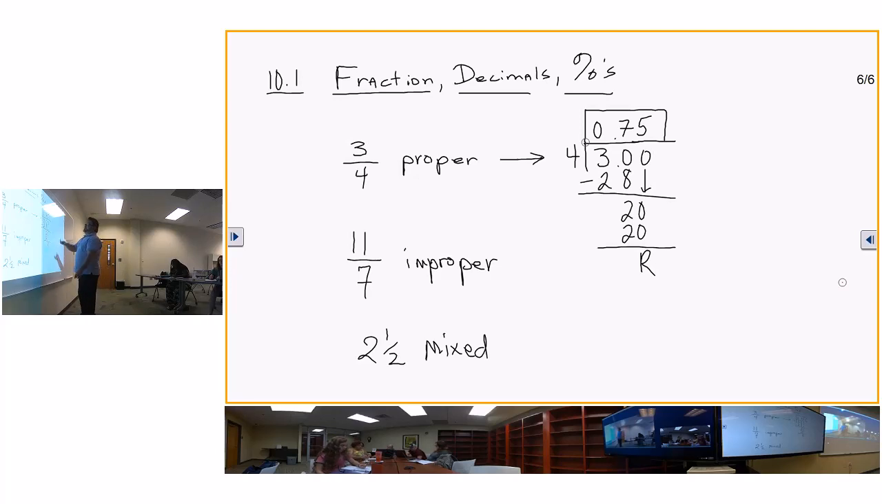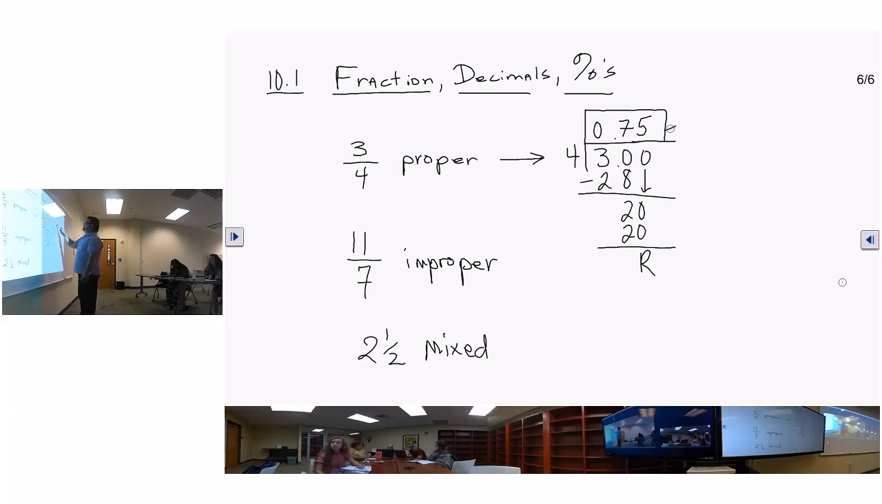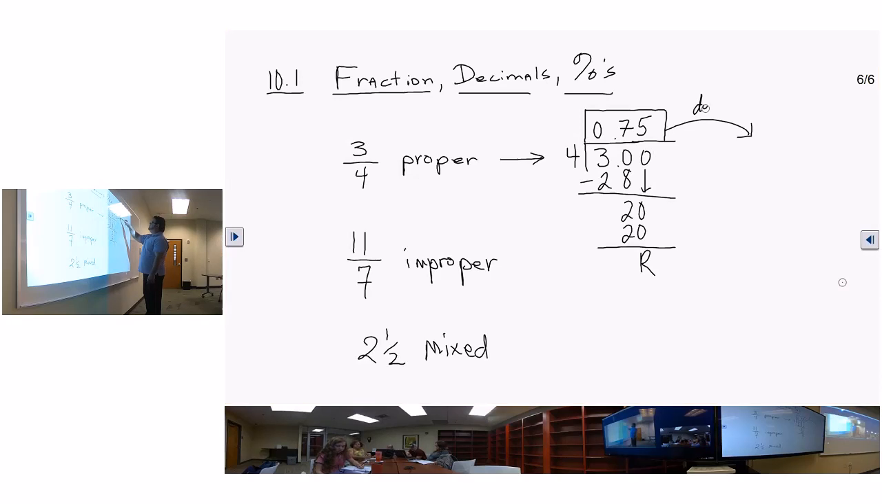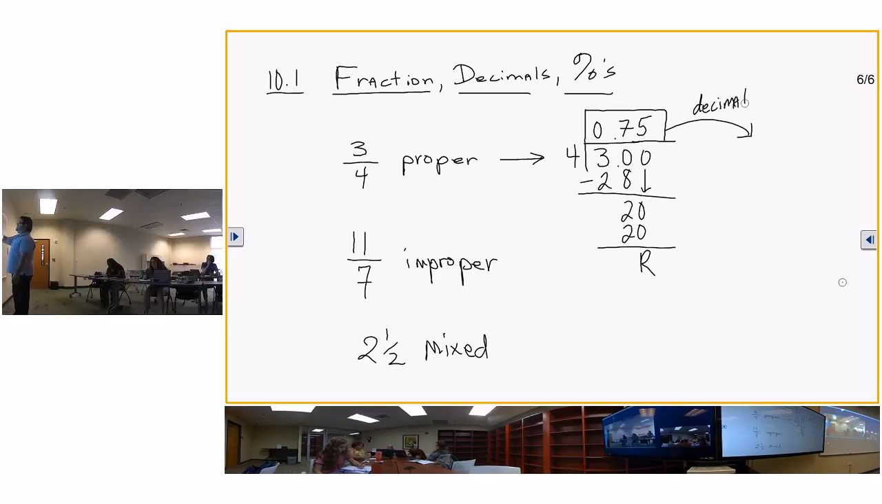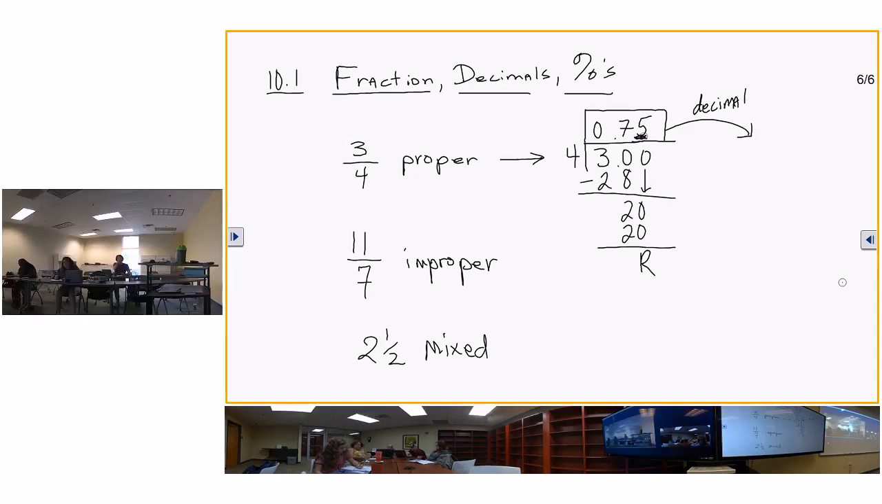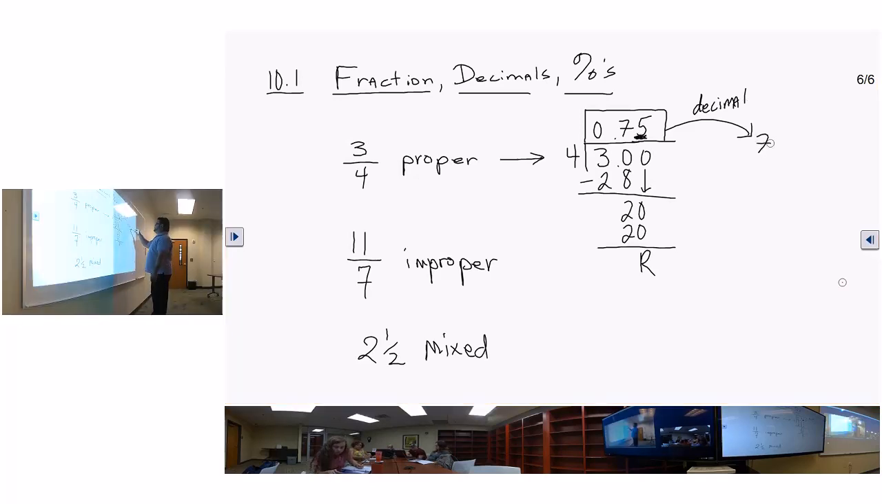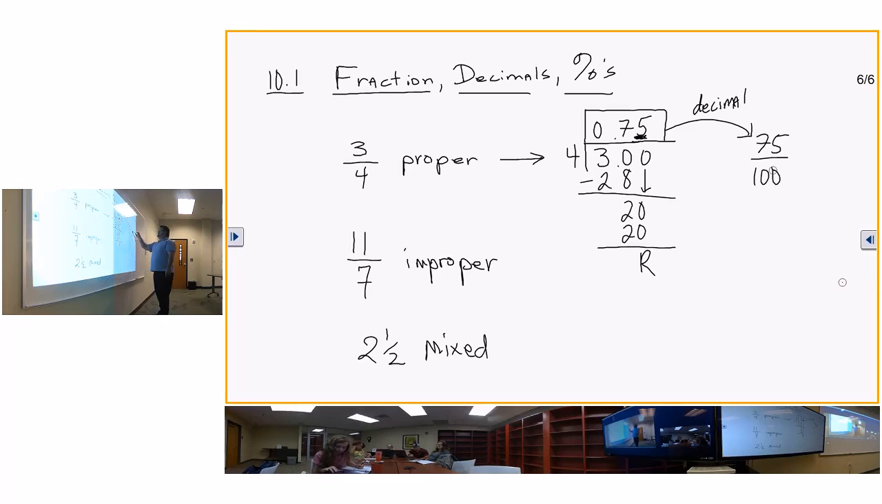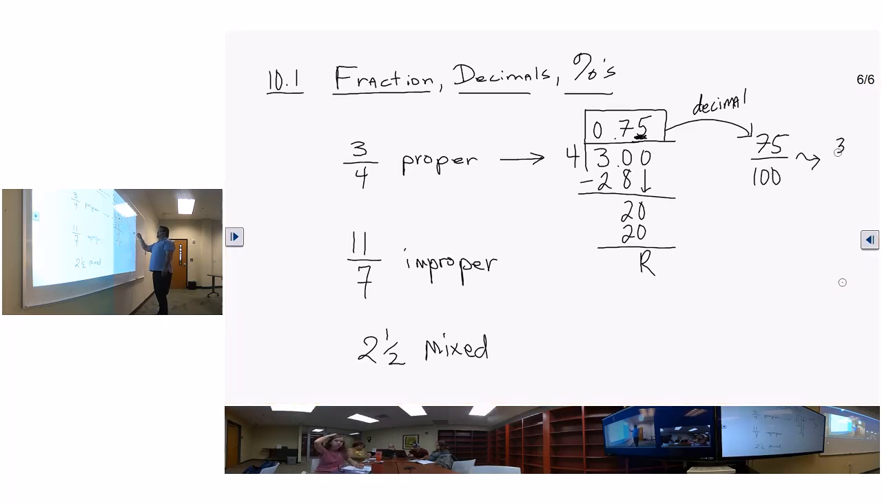And if I want to write that as a fraction, go from decimal to a fraction, since this is in the hundredths place, I put that over what? 75 over 100, which will simplify down to what? 3/4.